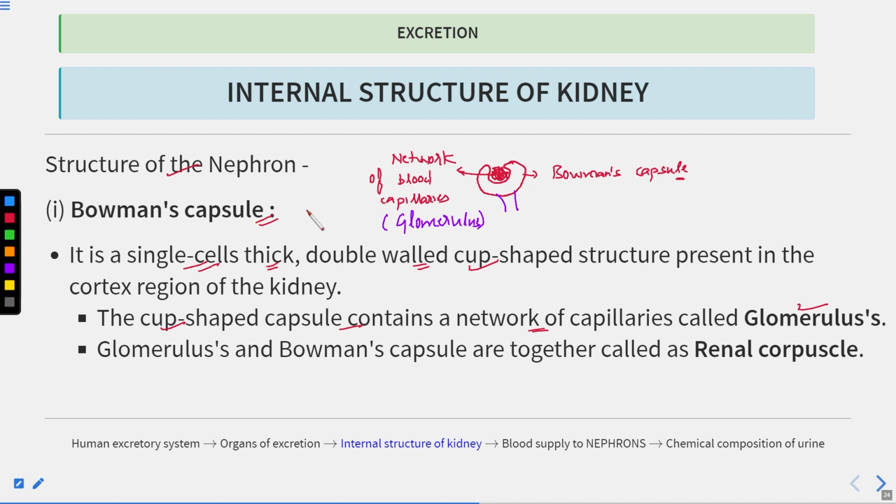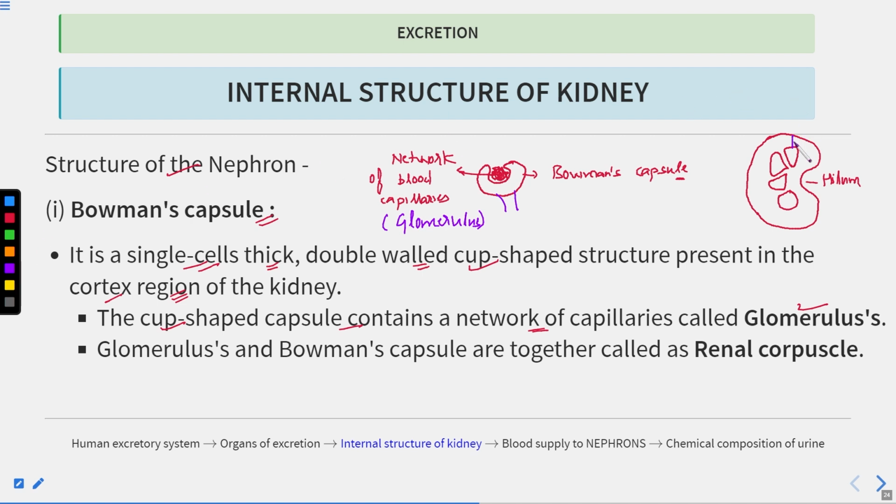Bowman's capsule is a cup-shaped structure present in the cortex region of the kidney. So what is the cortex region of the kidney? The kidney looks like this. It is a bean-shaped structure. Here is a depression known as the hilum. The kidney consists of two regions: first is the cortex and second is the medulla. Within the kidney, these pyramids are present, known as the renal pyramids.